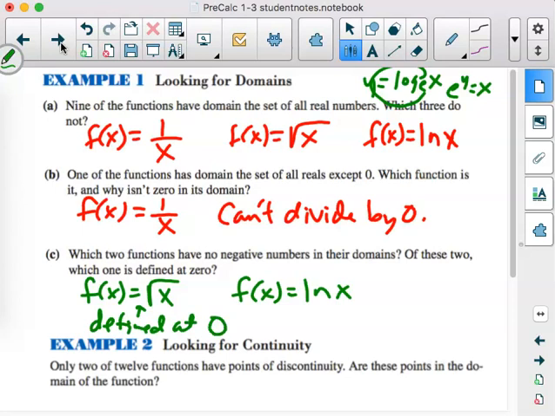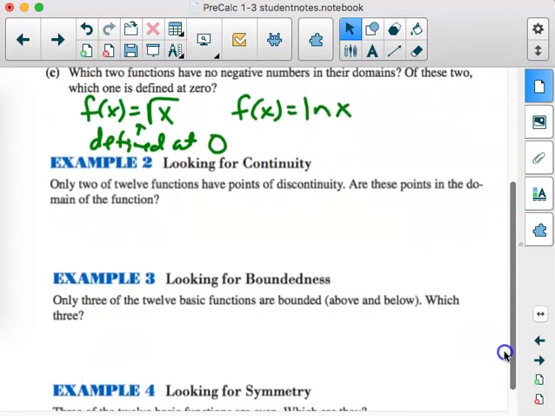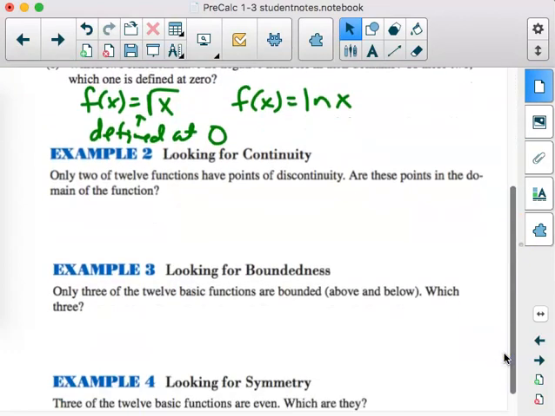All right, now, the next group of questions here says, let's look for continuity. 2 of the 12 functions have points of discontinuity. So they jump, they have asymptotes, they have something, so that we can't put the pencil down and draw the entire graph. Find those 2, please. Graphs with breaks, jumps.